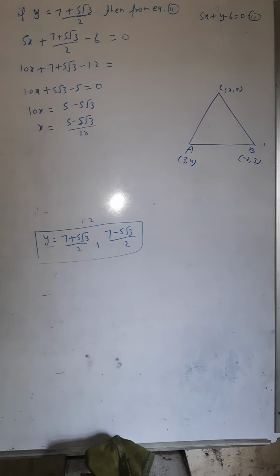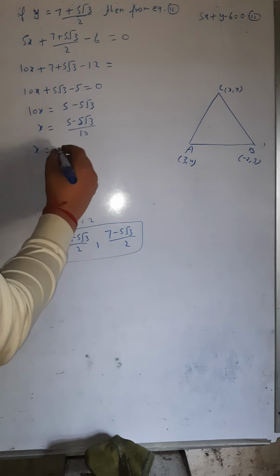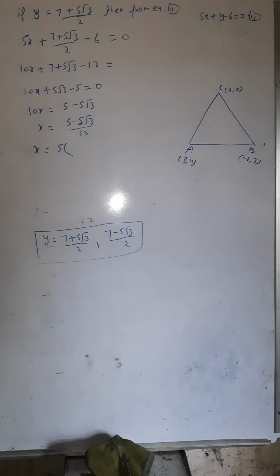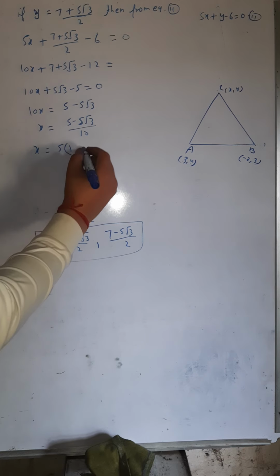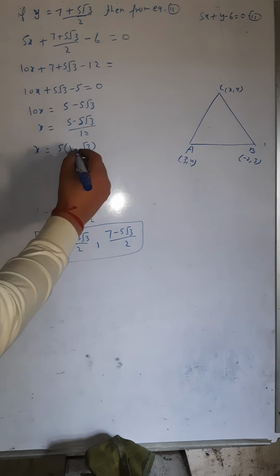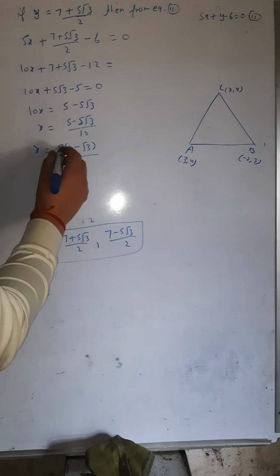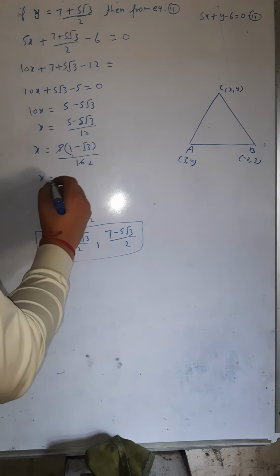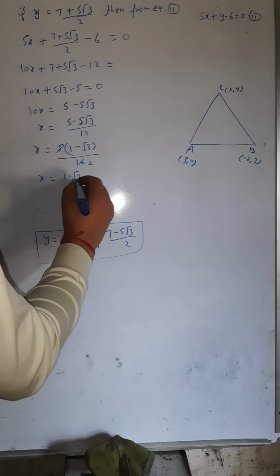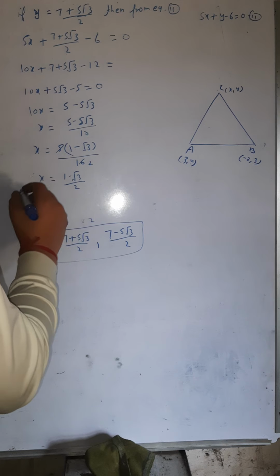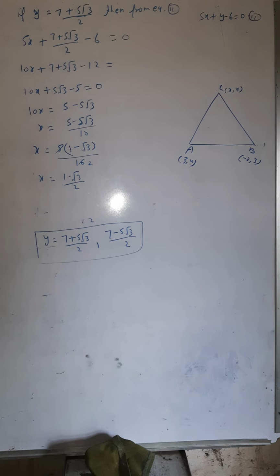You can take 5 common from the upside also. So the value of x will be 5 times, what is left here, 1 minus under root 3, by 10. 5 times 2 is 10. So it means x will be 1 minus under root 3 by 2. So this will be the first value of x.